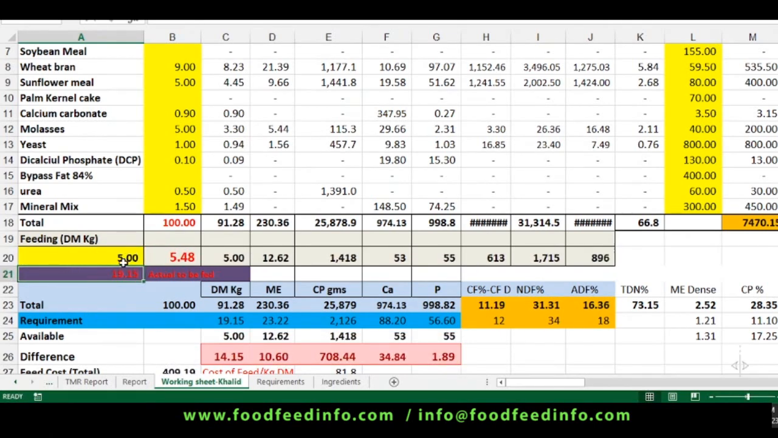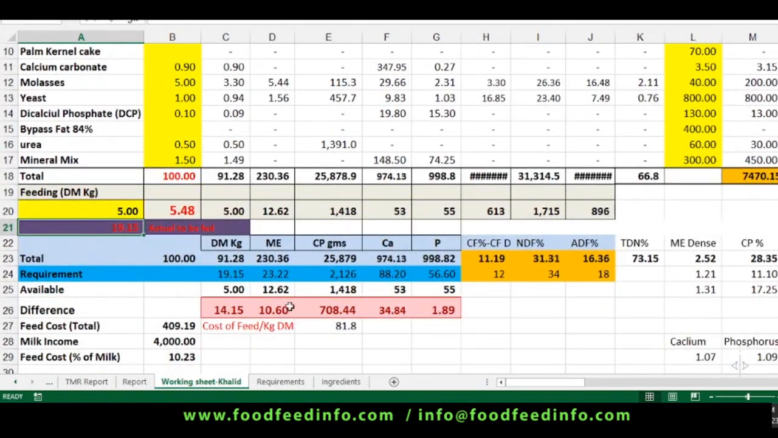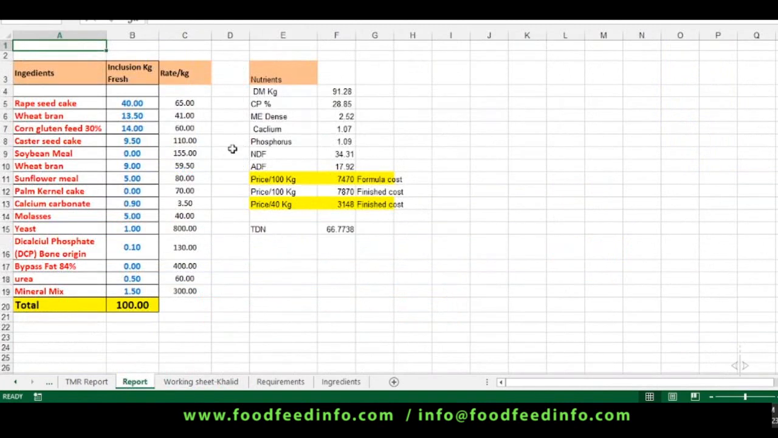It doesn't matter at this stage, because if you are going to make a TMR, you just formulate your concentrate and don't get confused with these values. Then go to the TMR. This is a report. Some commercial formulators want to prepare their concentrate and sell it in the market. For those people, this report will let them know about the chemical composition of their feed.